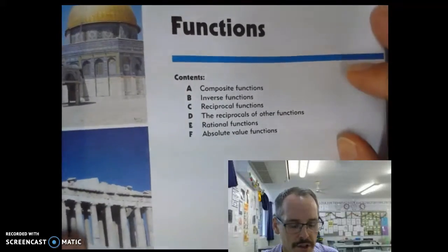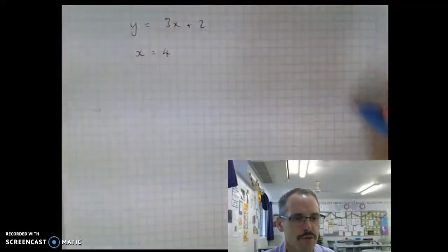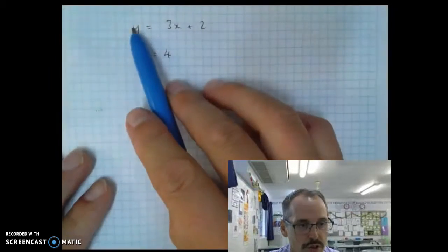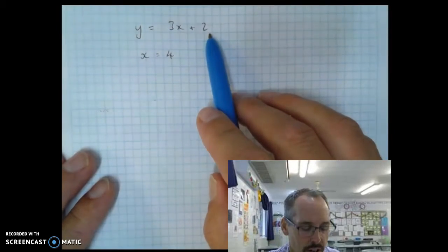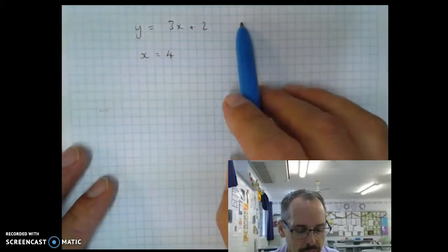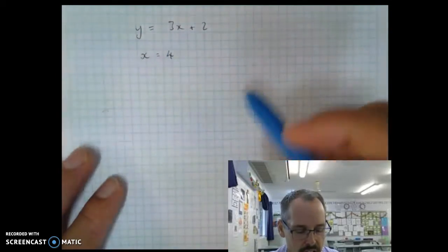Okay, so what is a function? Well, you've actually done that since middle school. In middle school, we used to do y equals 3x plus 2 as such graphs, and they would be linear, and then we would find where x equals 4.